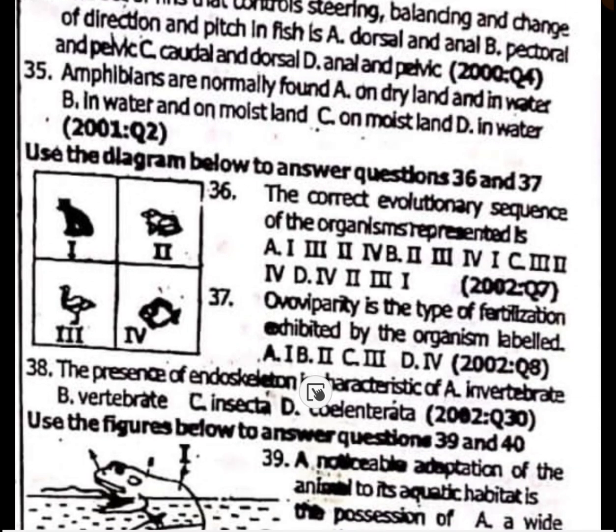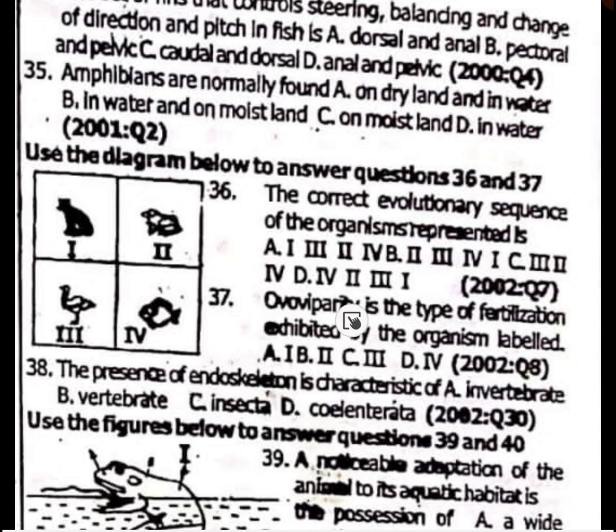Next question, 36 to 37. Use the diagram below to answer question 36 and 37. The correct evolutionary sequence of the organism represented is from fish, amphibian, reptile, birds, and mammals. That's option D. Option D. Fish, IV, amphibians, okay? Birds, then mammal. IV, II, and I. You get? Option D.